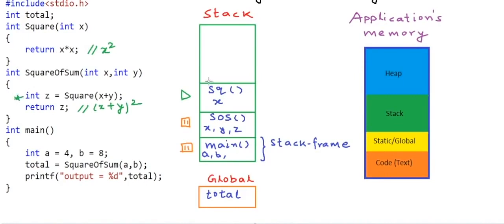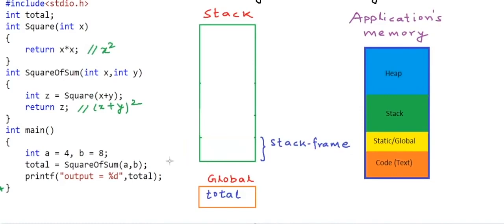As soon as square function will return, it will be cleared from the stack memory, and now sum of square function will resume. Once again, when square of sum finishes, the control will come back to this particular line, the line total is equal to square of sum, and main will resume again. Now main will call printf, so once again printf will go to the top of the stack, printf will finish, and the control will come back again to main, and now main will finish. And when main finishes, program will also finish.